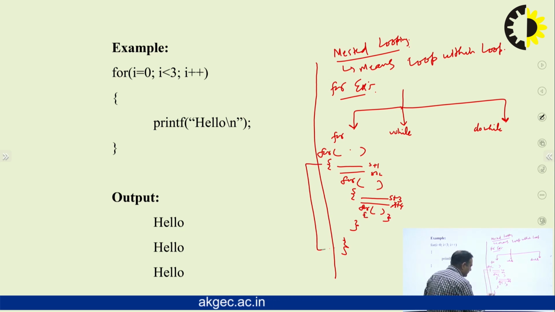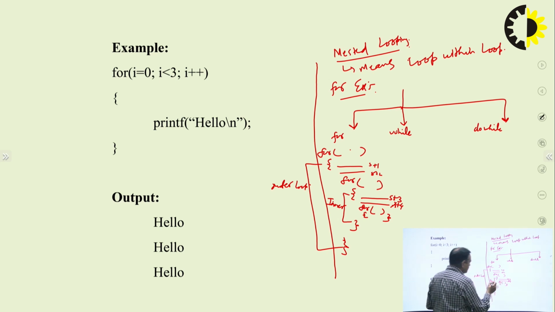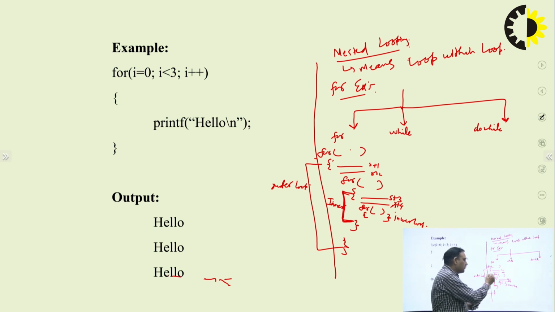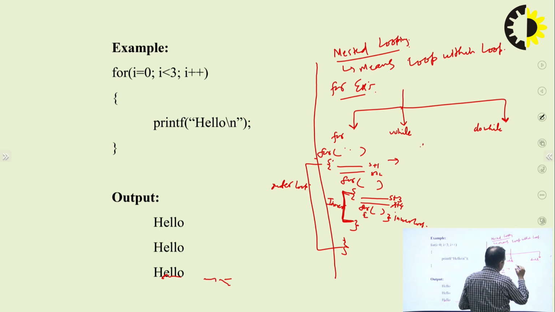Here you can easily understand that this is the outer loop. This is the inner loop. The inner loop exists within this outer loop. You can easily see that one loop is contained in another loop, it is a part of the loop, and this loop is already contained in another loop. So this is known as a nested structure.